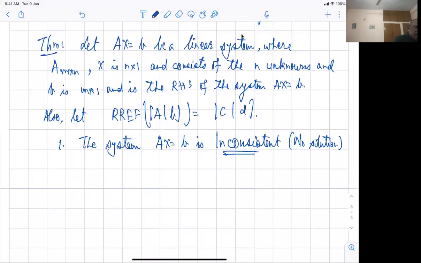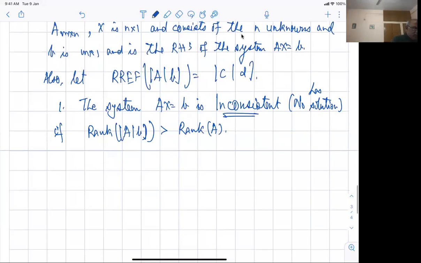The system has no solution, is inconsistent, if the rank of the augmented matrix is strictly greater than the rank of A, the coefficient matrix. All right, and this is possible to happen only when B is non-zero. All right, fine.